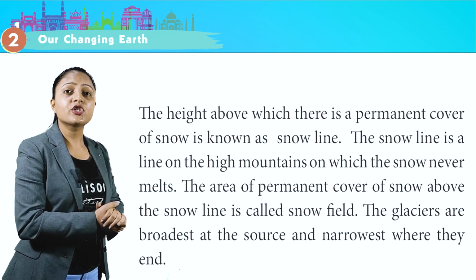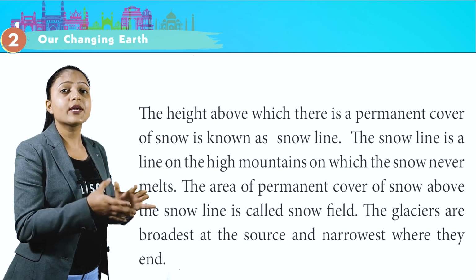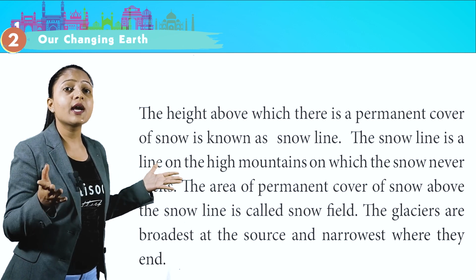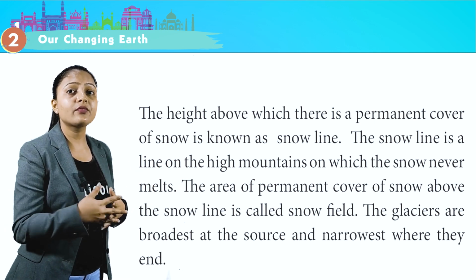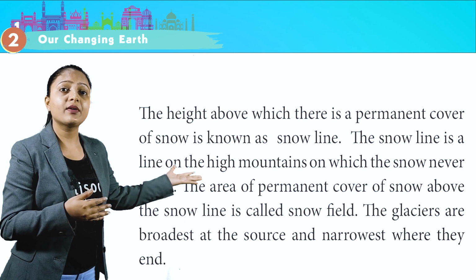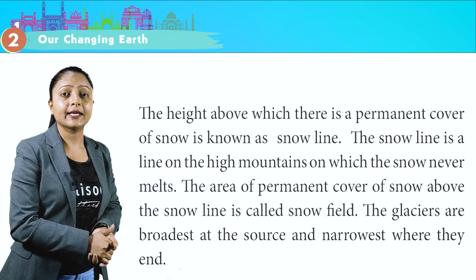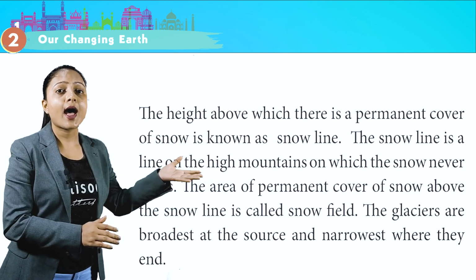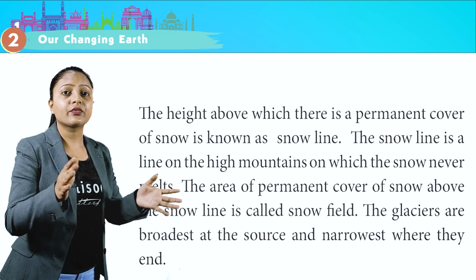The height above which there is a permanent cover of snow is known as the snow line. The snow line is a line on the high mountains above which the snow never melts. The area of permanent cover of snow above the snow line is called a snowfield. The glaciers are broadest at the source and the narrowest where they end.